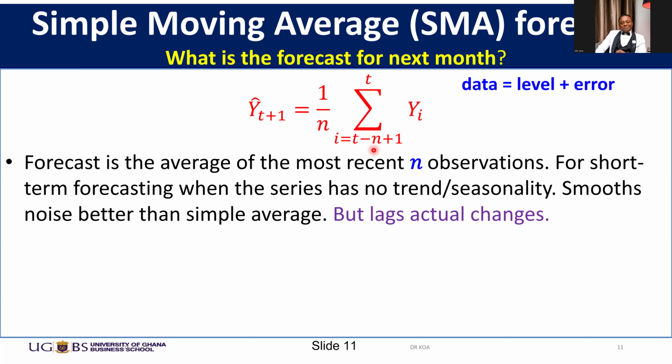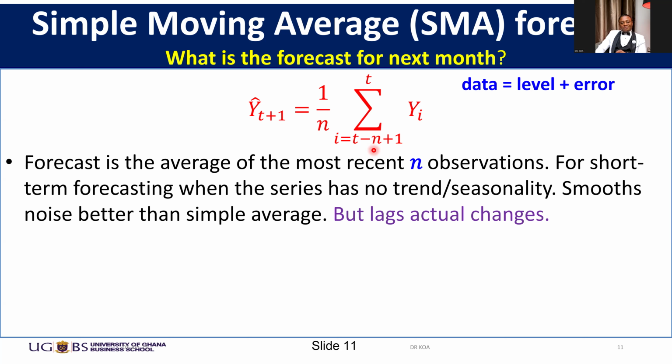So what does it do? Moving average. In fact, why even the word moving average? Here you are taking the average of the most recent observations, most recent N observations. So you got to define what is your most recent N. Your N can be 3, can be 4, can be 6, can be whatever.